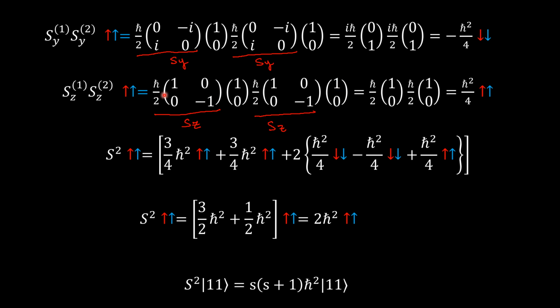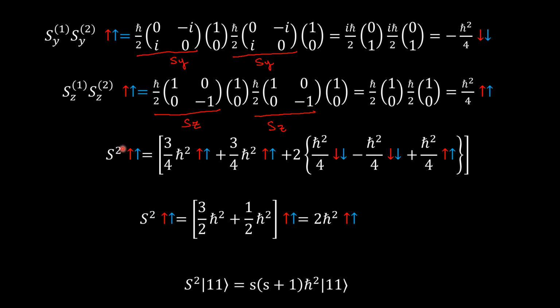If you multiply first row and first column, you will get 1. Second row, first column, 0. So this will become ħ/2 [1, 0]. Similarly the same thing, ħ/2 [1, 0]. So both are spin up state only. It retains the state. Unlike SX and SY operators, the SZ operator retains its state. So this will become ħ²/4, spin up and spin up.